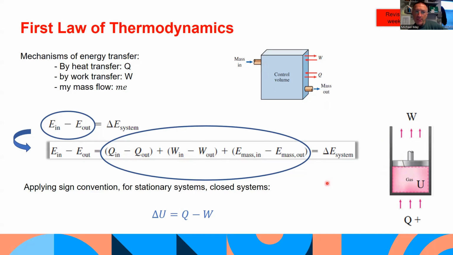So for a stationary closed thermodynamic system, the classic statement of the first law of thermodynamics looks like this. And what we're basically saying is the heat added to the system minus the work done by the system equals the change in internal energy in the system. So the energy is either going in there in the form of heat, coming out in the form of work, or it's in the system in the form of internal energy.